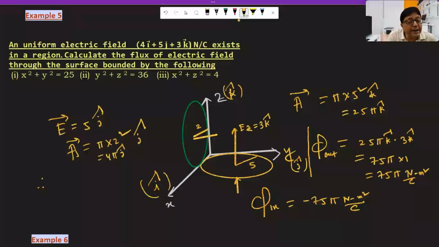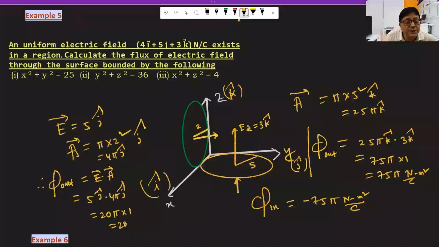4 pi j cap. So phi out means it is going along the positive y-axis. Dot product of E and A, just calculate these two. 5j dot 4 pi j, that is 20 pi. j dot j is 1. So the answer is 20 pi. Alright.